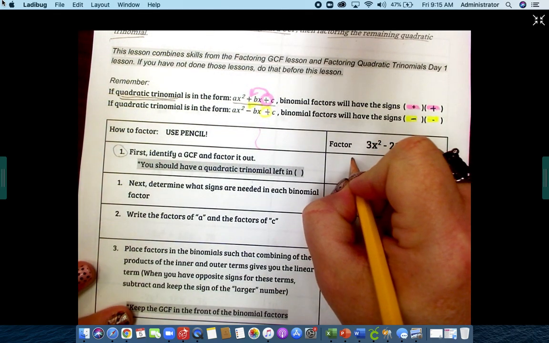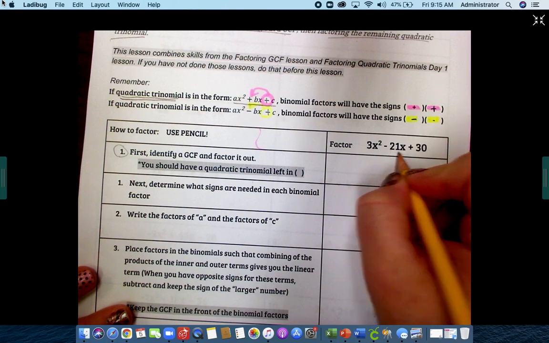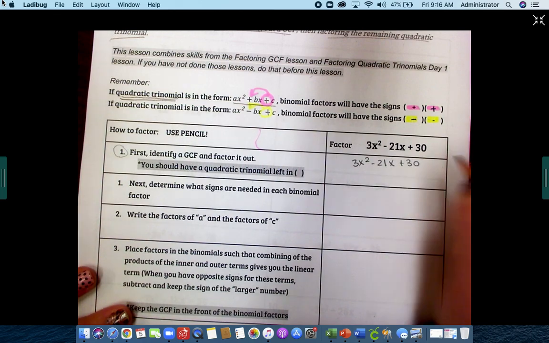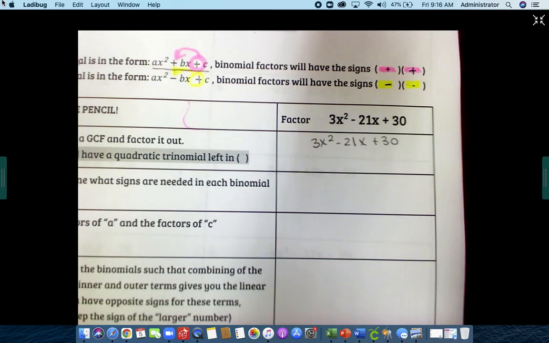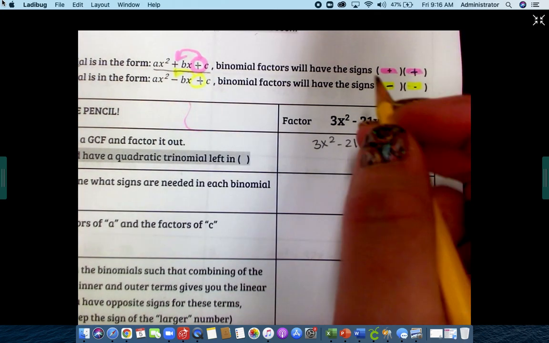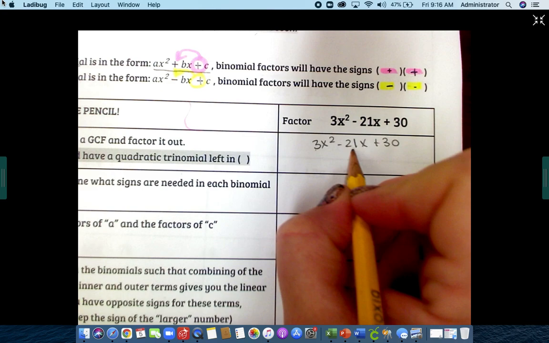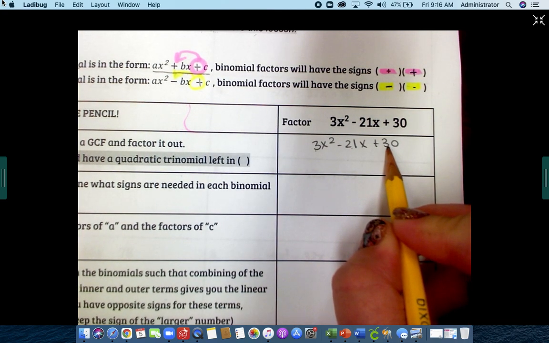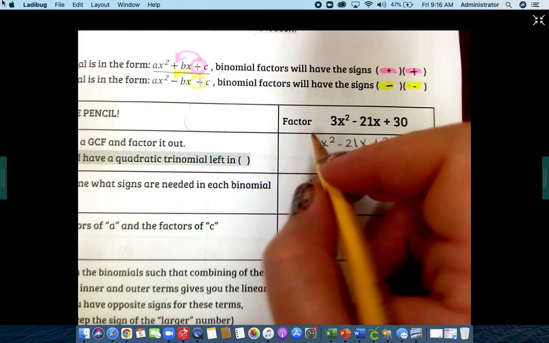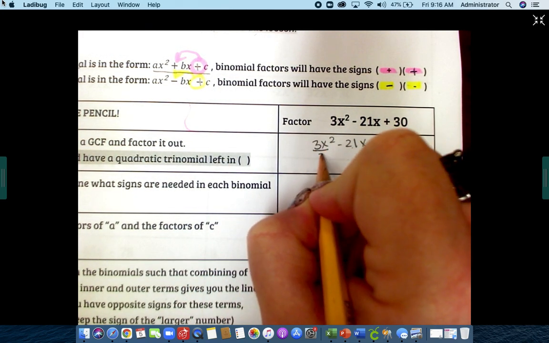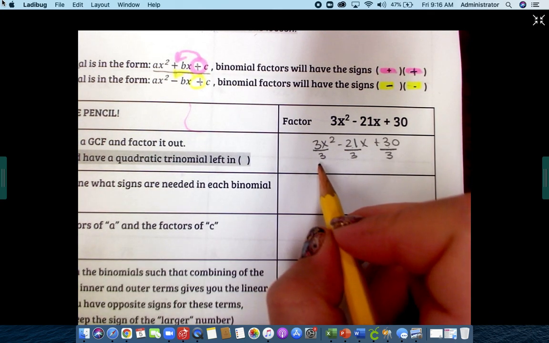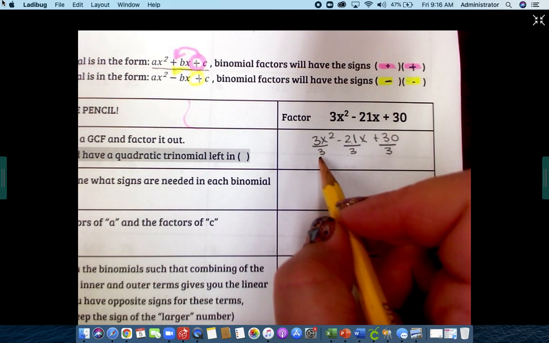So if we take a look at this 3x squared minus 21x plus 30, some of you may recognize very quickly that, hey, 3 and 21 and 30, they're all multiples of 3. As in 3 is 3 times 1, 21 is 7 times 3, and 30 is 10 times 3. So when we factor out a GCF, in this case, it's going to be a 3. Okay? So this goes back to your GCF video. If you don't know what I'm doing, then you need to go back and watch that.